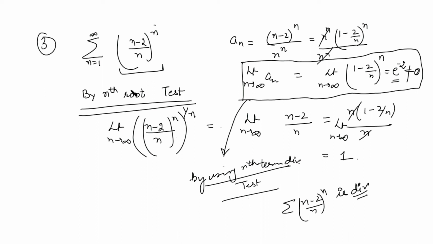So whenever by applying the nth root test we have this limit to be 1, we have to apply some other test. So in this case we find out the limit of the nth term, since it is not going to 0 as n goes to infinity. So by the nth term divergent test, this series is divergent, right?